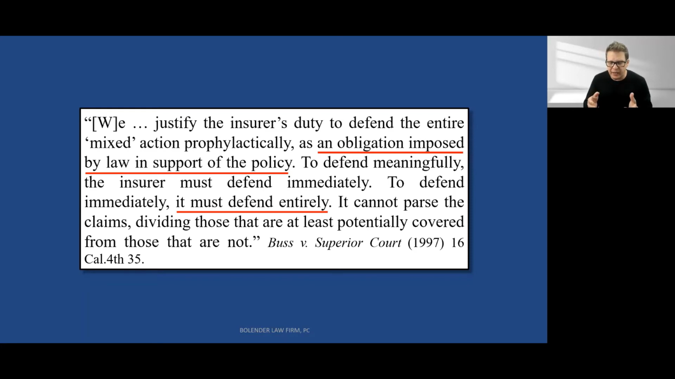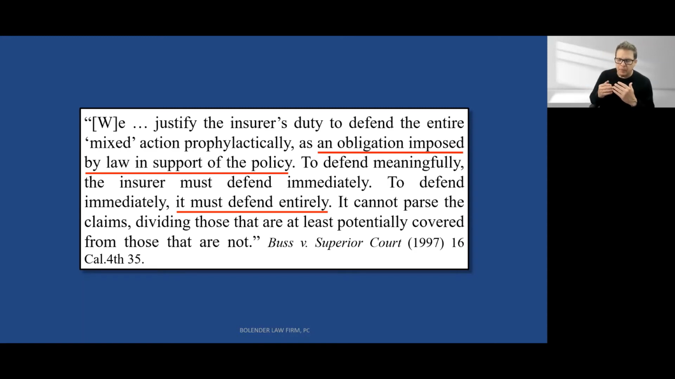So in this case, Rachel is going to be protected during the pendency of the lawsuit because the insurance company is going to owe a prophylactic duty to defend the entire lawsuit. Now, in a situation like this, the insurance company is going to agree to defend Rachel while reserving its rights to deny coverage for the 3 claims that are not covered.